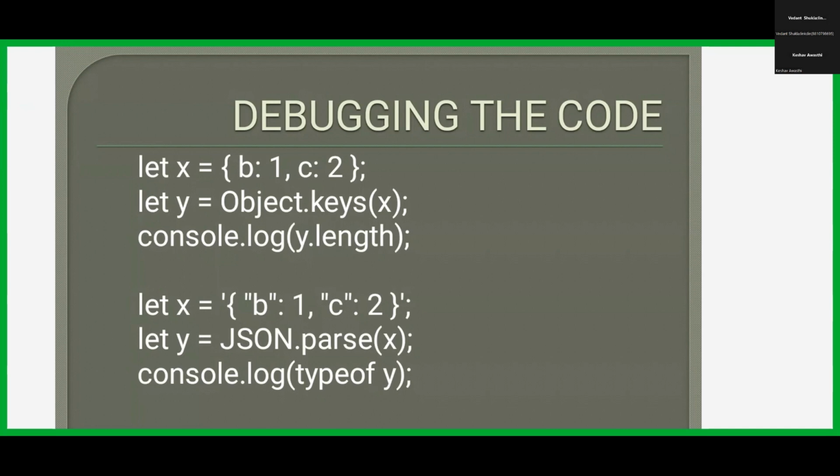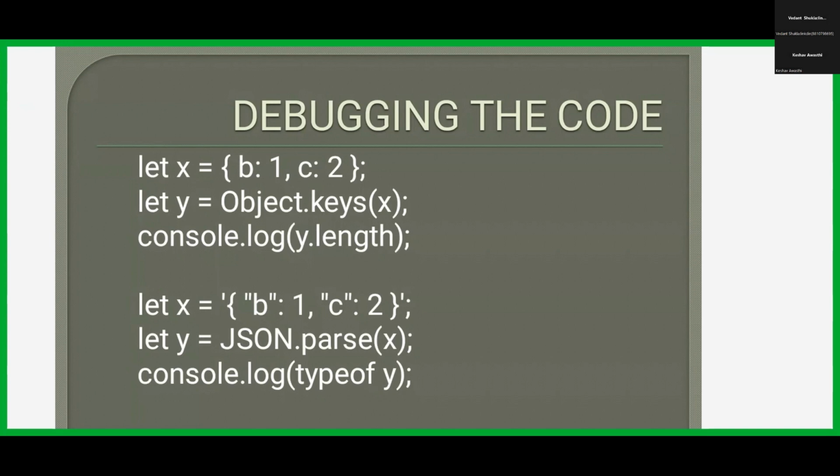The output will be 2. Many of you will be wondering why it is 2. It is 2 because b is a key and the value of b is 1, and c is a key and the value of c is 2. So it wants to print the whole length of the object, and as it has two keys, it is printing the number of keys, and that is 2.